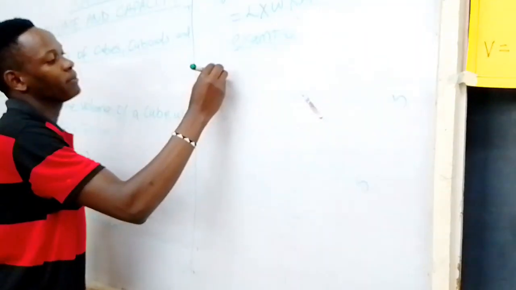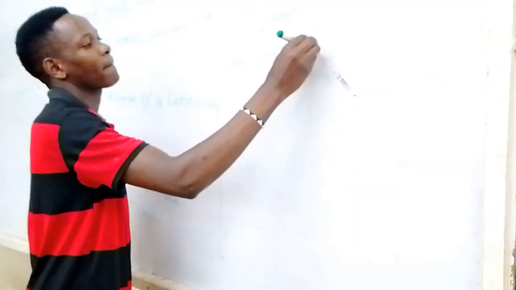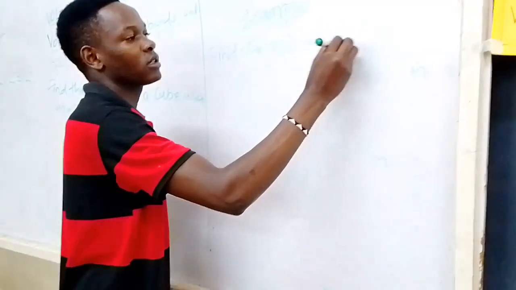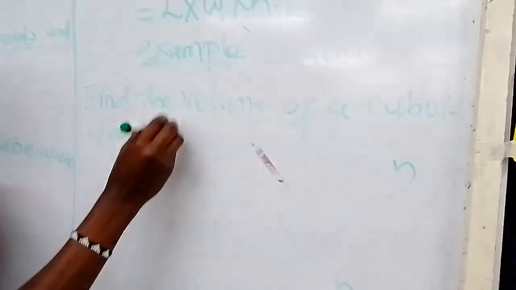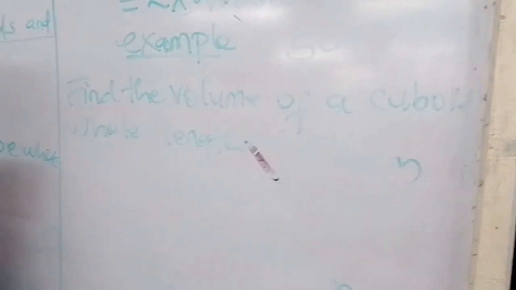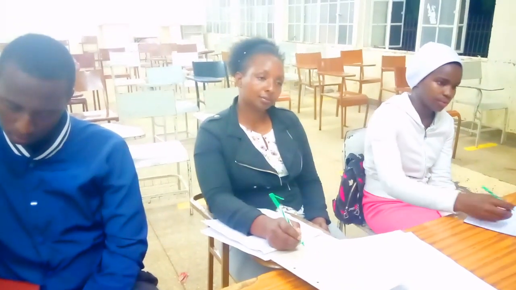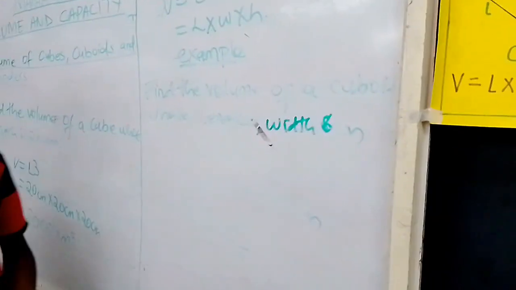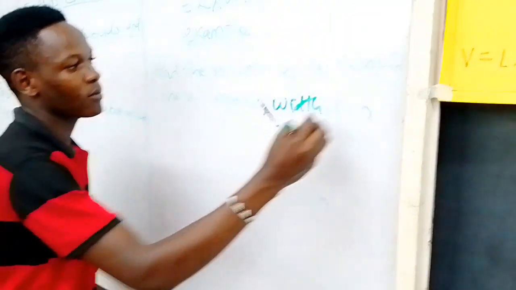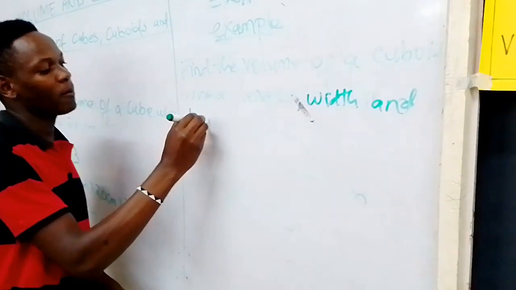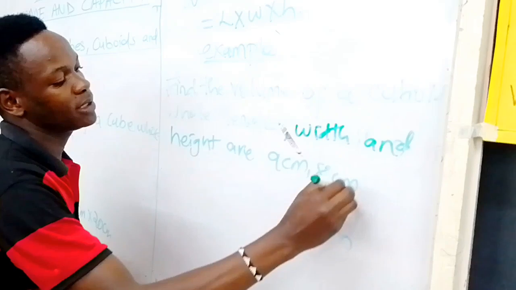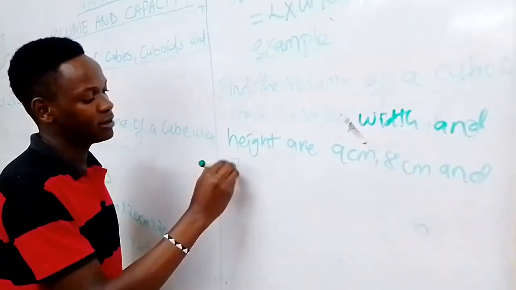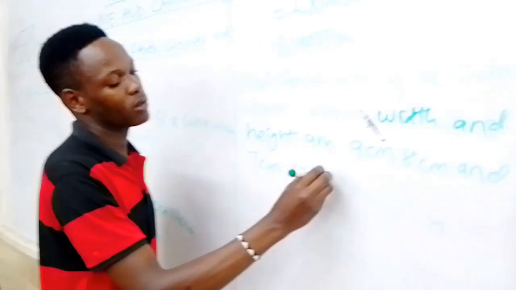Find the volume of a cuboid whose length, width and height are 9 centimeters, 8 centimeters, and 7 centimeters respectively.